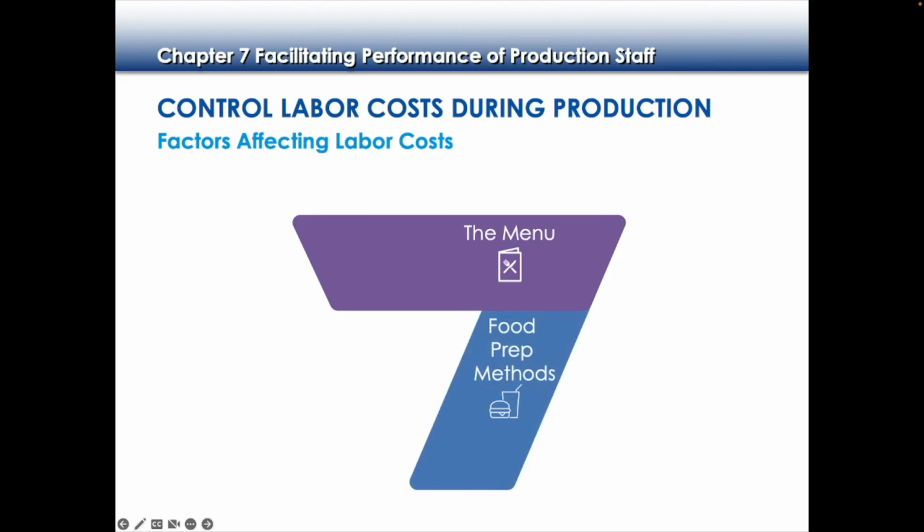Food preparation methods. Few operations prepare all menu items from scratch using unprepared ingredients. Some types of convenience foods are used to reduce labor costs, and managers must select convenience food that is based on acceptable quality as the first consideration, as well as labor savings as the second consideration.